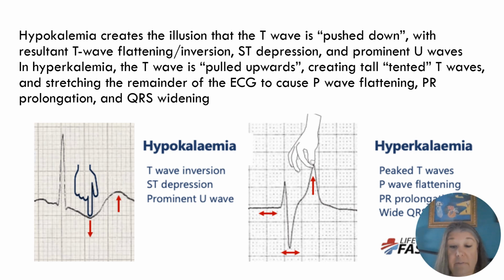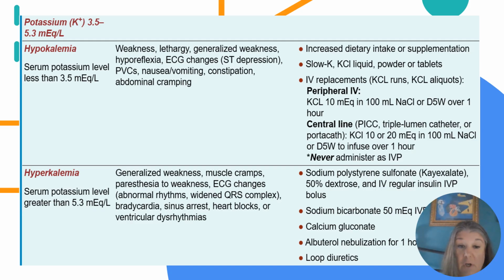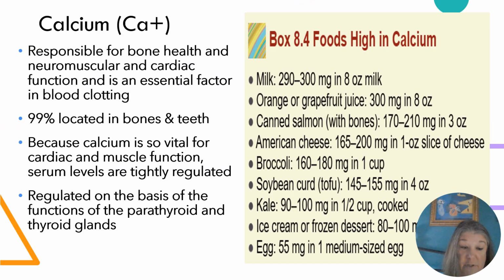Hyperkalemia, I have this tall, crazy, peaked T wave, all right? And then everything else is kind of spread all out. My P wave is flattened, my QRS is wide, right? It's further apart. So I have too much kalemia and I have too much of a T wave, okay? So just keep that in mind. This slide 21 compares hypokalemia to hyperkalemia, so that you can see that comparison right next to each other.